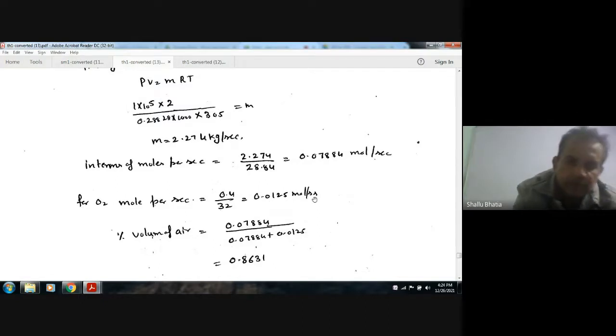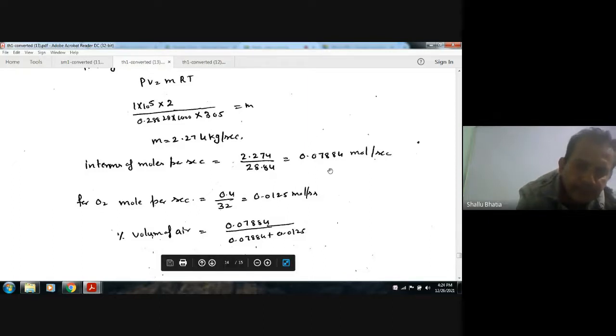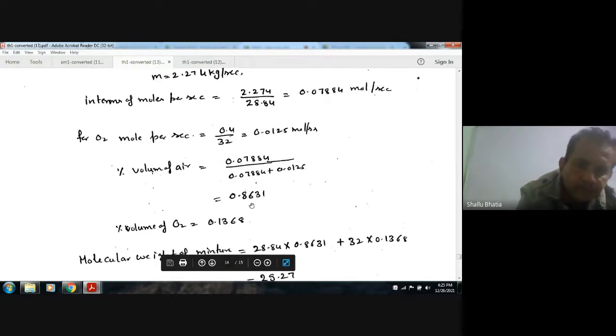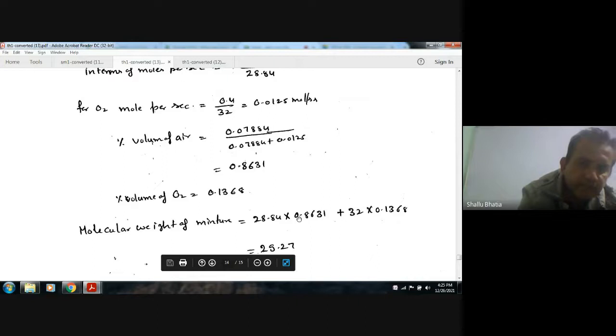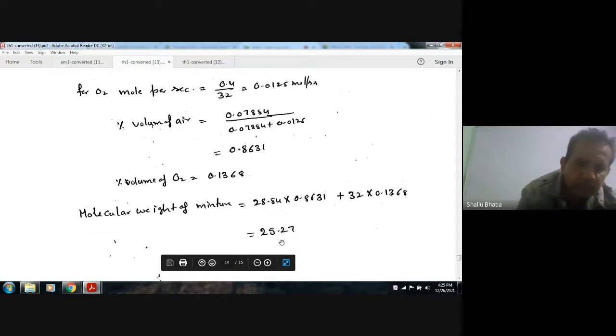Now we can calculate the percentages, the mole fraction or volume percentage. This is the air quantity and total is the mixture quantity. So taking air moles divided by total moles gives the percentage of air, and subtracting it from 1 gives the percentage of O2. Now multiplying the percentages with their molecular weights, we have the molecular weight of the mixture.